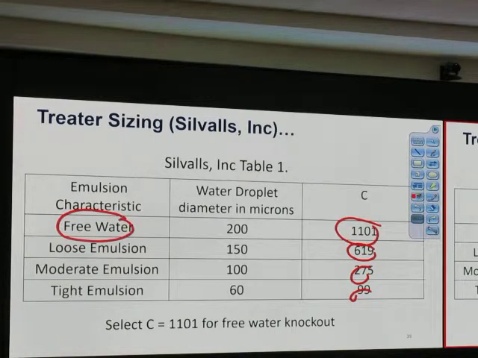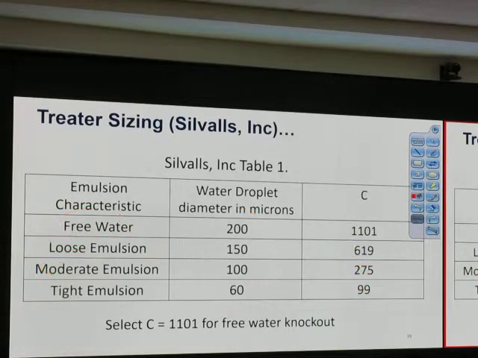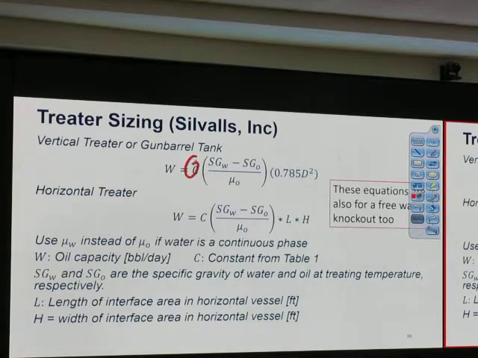If we have some free water inside the emulsion, so if it's just emulsion with some free water, that means it's not really very tight, or it's a loose emulsion, moderate emulsion. So I have the droplet diameter over here. Put it there. I know the viscosity. Then I know the volumetric flow rate. Then I can calculate the diameter.